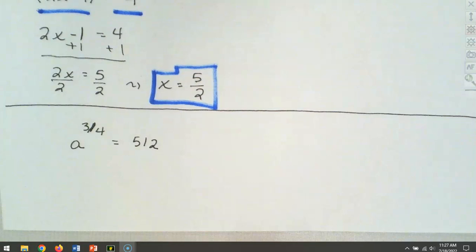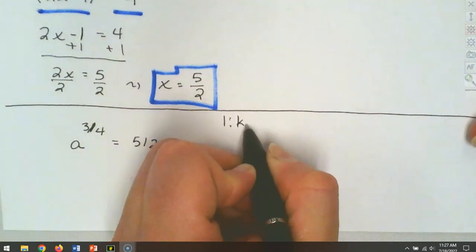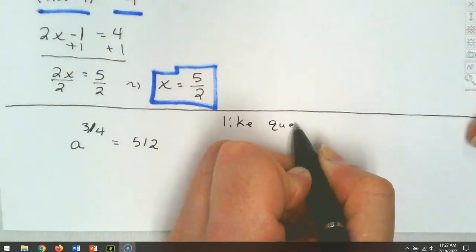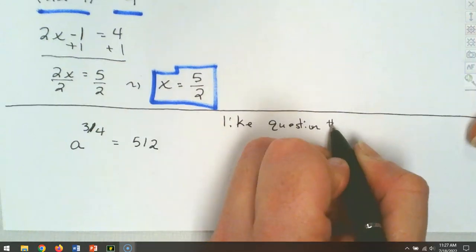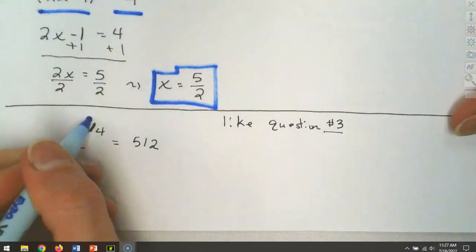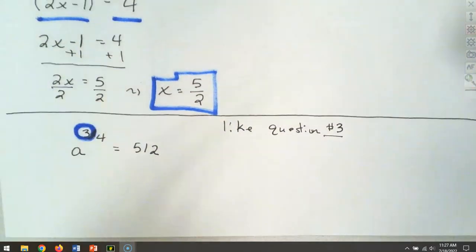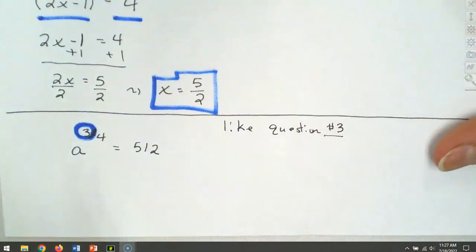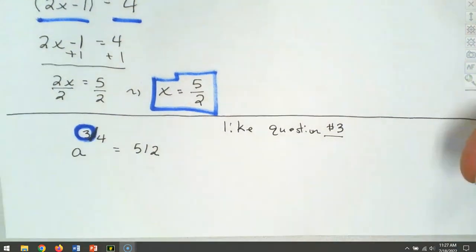And this is going to be very, very similar to question 3 in your homework. So it's almost identical, just different numbers. So the first thing we need to do is deal with the numerator. And once we get the numerator, then we'll deal with the denominator from there. So our numerator is a 3.